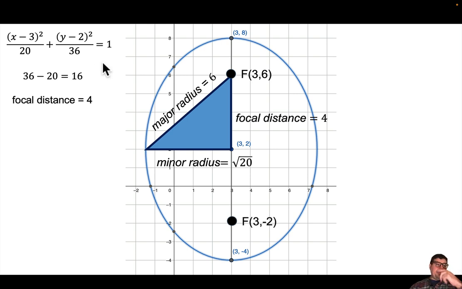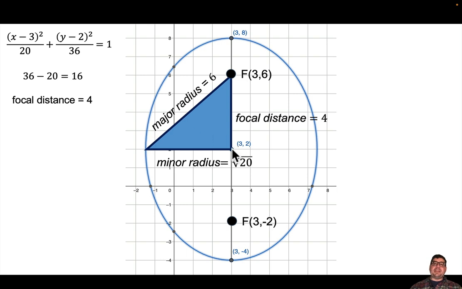So to kind of recap, you see an equation like this. The larger denominator can be used to find the major axis. The smaller to find the minor axis. And the major and minor axes are twice the square roots of these numbers. Find those square roots, double them, and then draw your rectangle, height and width.